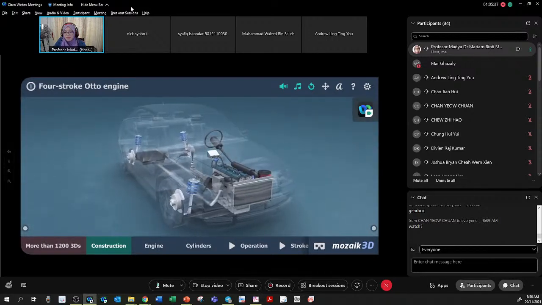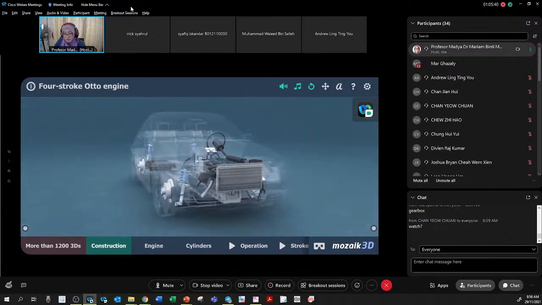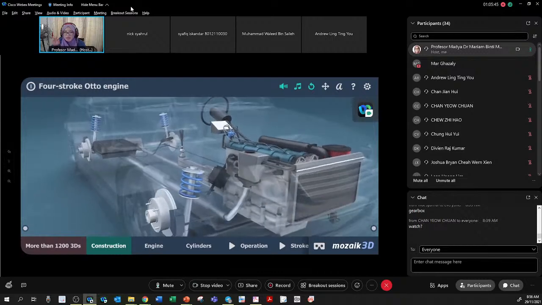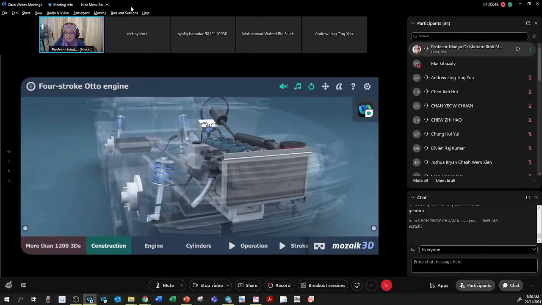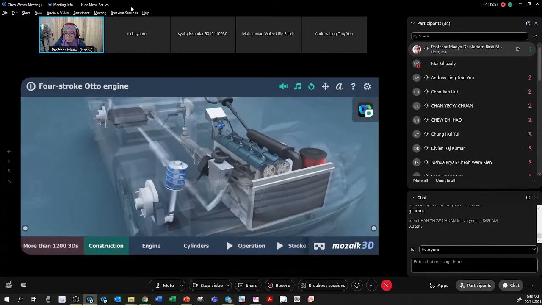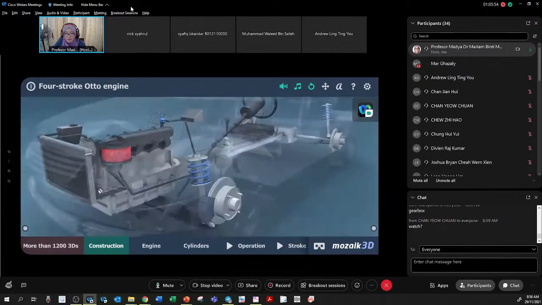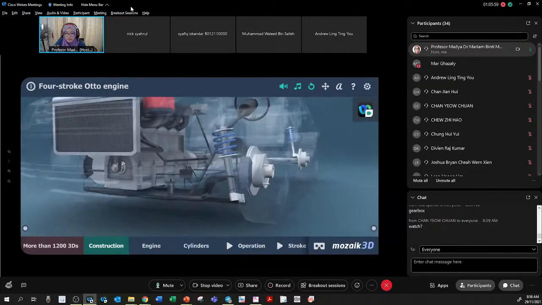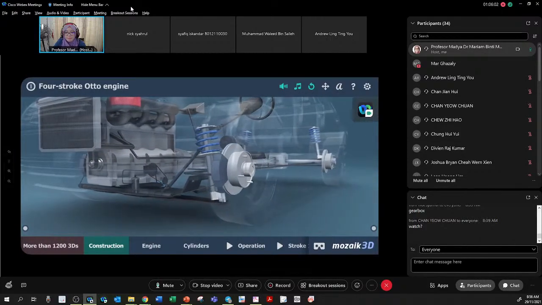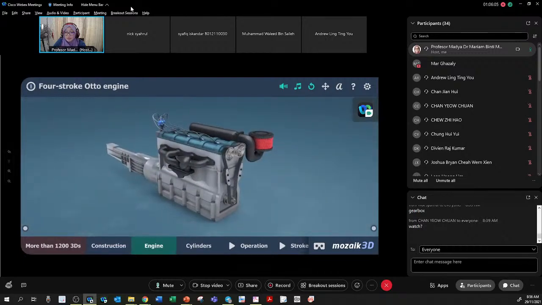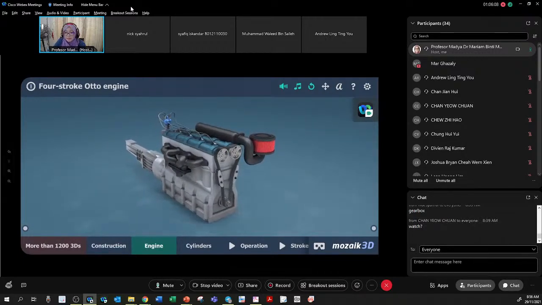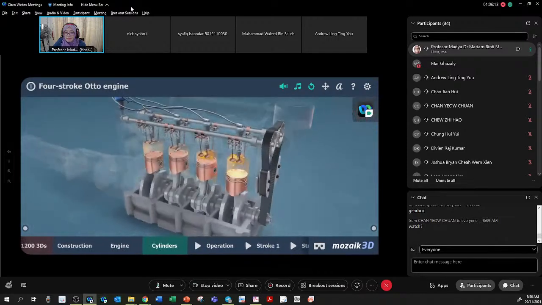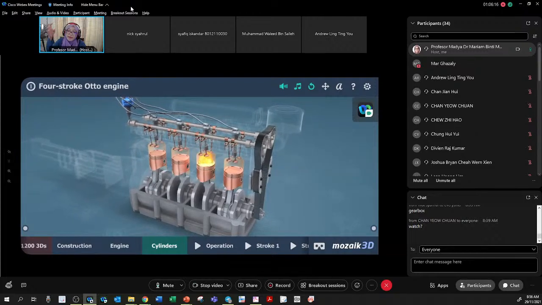This example is a four-stroke engine. It's an animation, and what's really interesting is that it gives you an X-ray view inside. I'm zooming in here, so you can see there's a four-stroke engine inside. All of it is connected to a shaft down here, and connected to the wheel. If you want to see, for example, the engine part, the cylinder, it will give you the X-ray of the inner part.